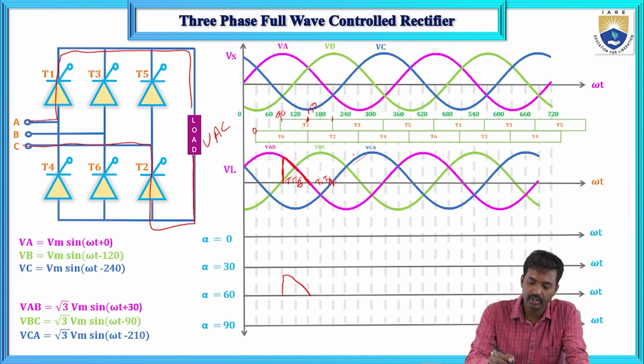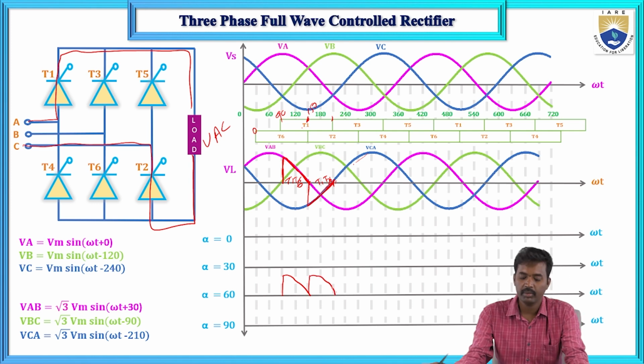Now what is the time duration? Here this is the one, and up to 150. So minus of this one, that is VAC. Minus of this one, and that is VAC.